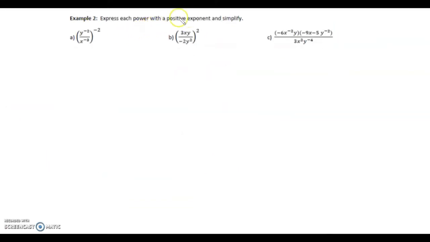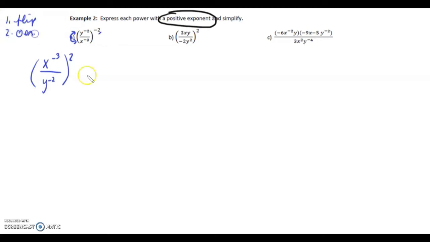Okay, express each power with a positive exponent and simplify. Okay, so for the first question, for A, we see that we have a negative exponent, so negative 2. So what we want to do is we want to flip the number, okay, or flip the fraction. So I'm going to go ahead and flip this, and we get x to the negative 3 over y to the negative 2. But this time, we raise it to a positive exponent, okay? So there are those two steps. So flip the fraction, and then step number 2 is it's going to have a positive exponent.